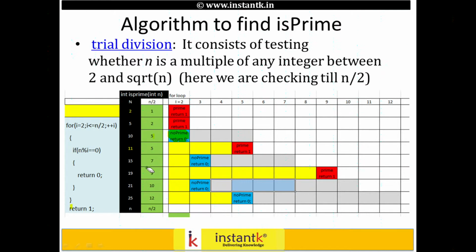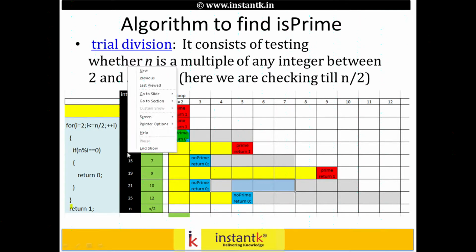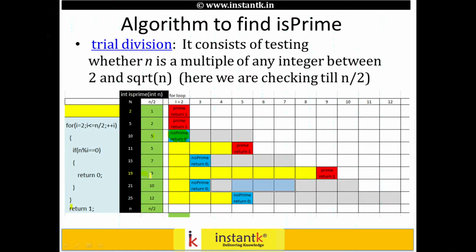So what we are checking here is 19. For 19, n by 2 is 9. So I would traverse from 2 to 9. It goes here, it did not find 3, 4, 5, 6, it completes 9, it did not find any, and then when it completes this for loop, we return 1. So it's a prime number.